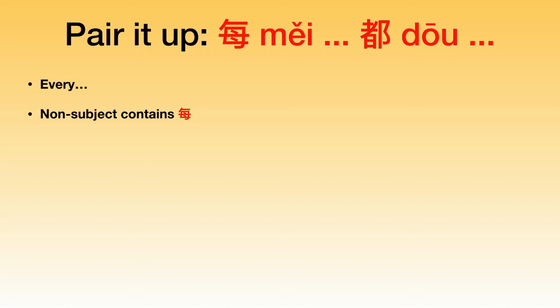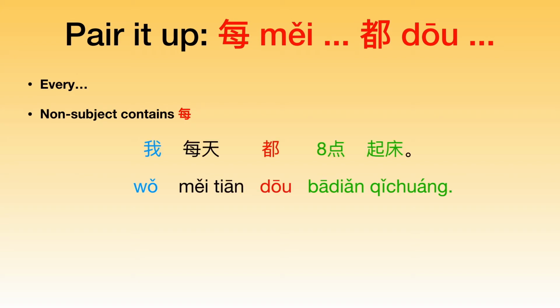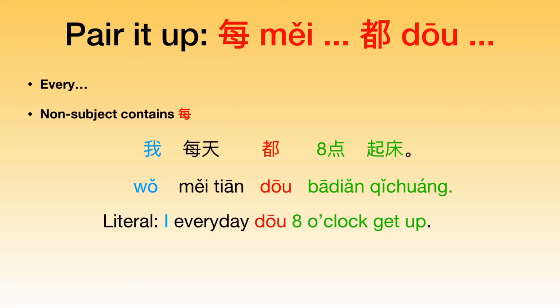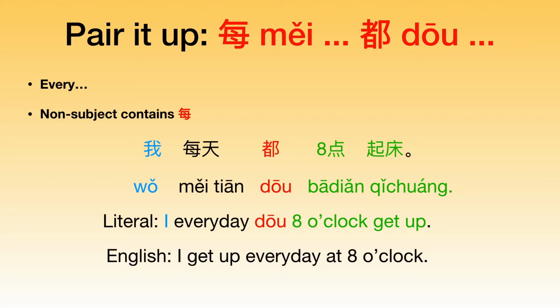So, second situation, if we don't have 每 in the subject, we still use 都 if it happens somewhere else. For example, 我每天都8点起床. I every day 都 8 o'clock get up. I get up every day at 8 o'clock. So here, every day, it's not a subject. It just tells you the frequency, the time. But we still use 都 to pair it up with 每天 to mean every single day.